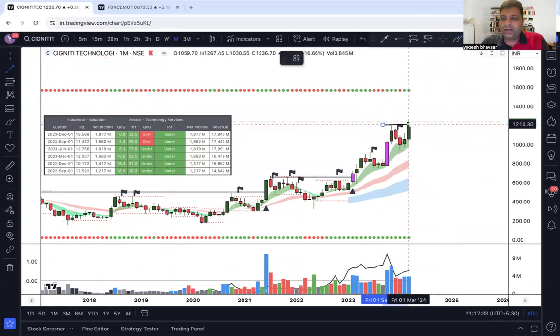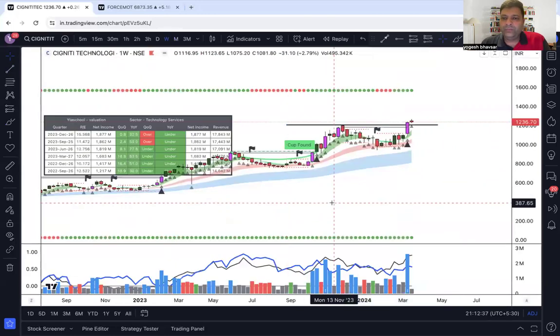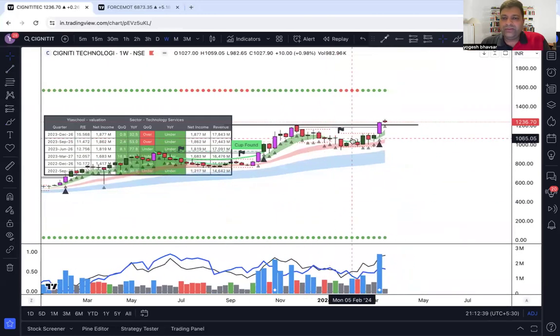What I'll do, I just mark this consolidation area. And on the weekly, if I go on the weekly, what you can see, there was always a gap between this green and red. Okay. We have a small resistance breakout. That's why we have a good big black arrow also. And we have a closing above the resistance.